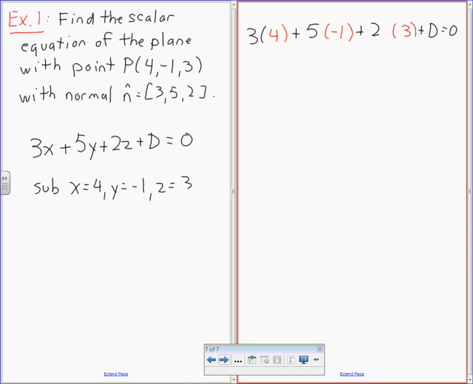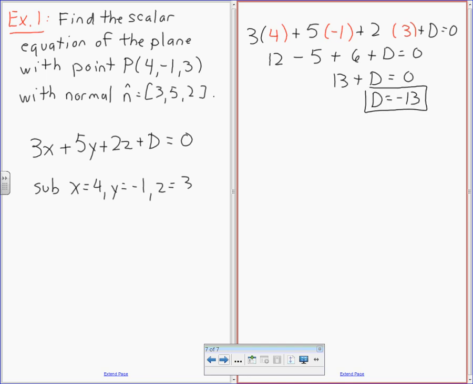Now this is neat. I think this is fabulous, in fact. It's sort of weird when you think about it: you find something normal to the plane that's going to give you the equation. That's cool. 3 times 4 is 12. 5 times -1 is -5. 2 times 3 is 6. 12 minus 5 is 7, plus 6 is 13. I have 13 plus d equals 0. D is going to be -13.